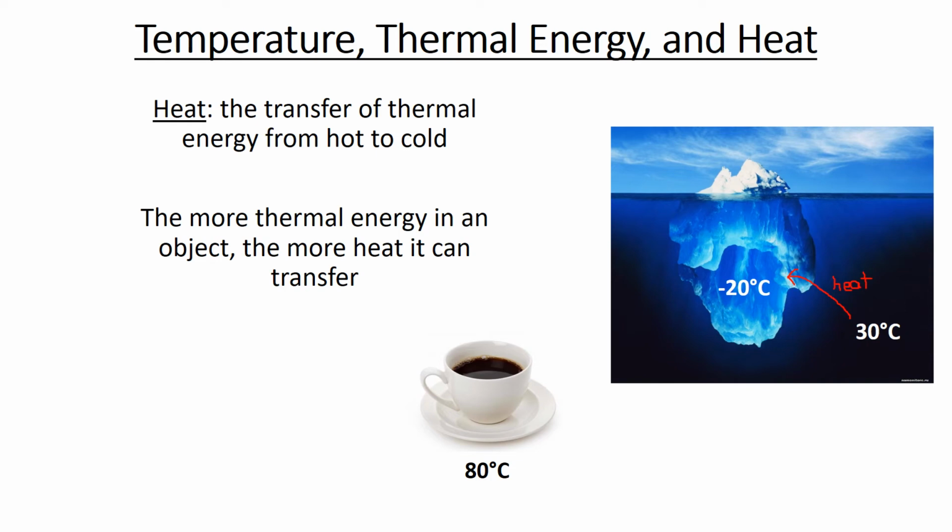So that's why we say the more thermal energy in an object, the more heat it can transfer. The ocean has more thermal energy. Even though it's at a lower temperature, it has more thermal energy than the cup of coffee, and therefore it's able to transfer more heat to the iceberg. So as a result, you can never melt an iceberg using a cup of coffee, but you could potentially melt an iceberg if it sits long enough in a warm ocean.